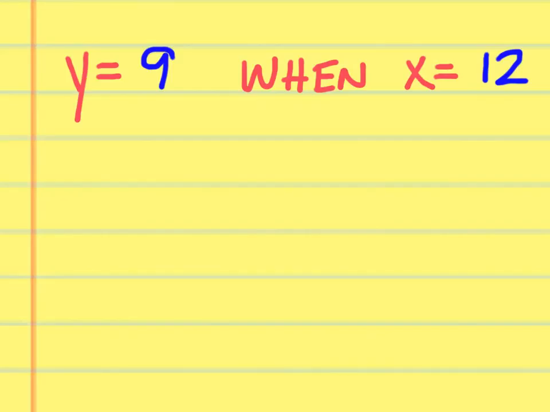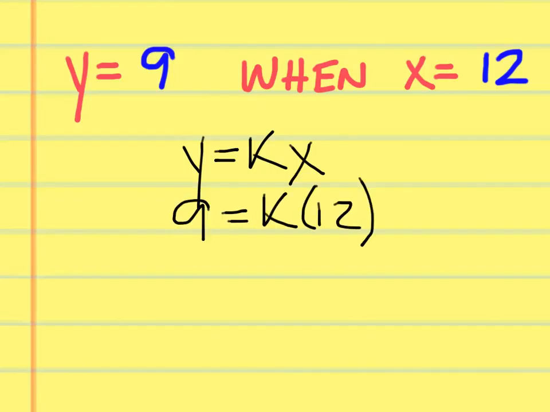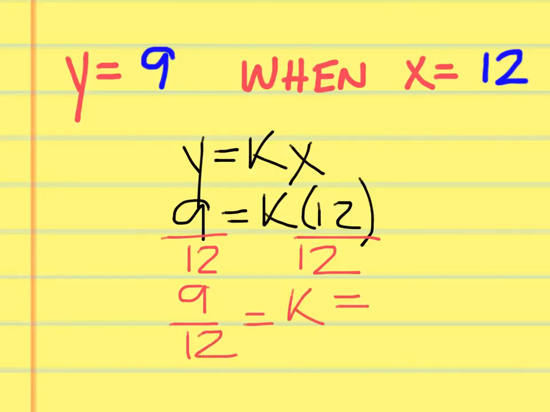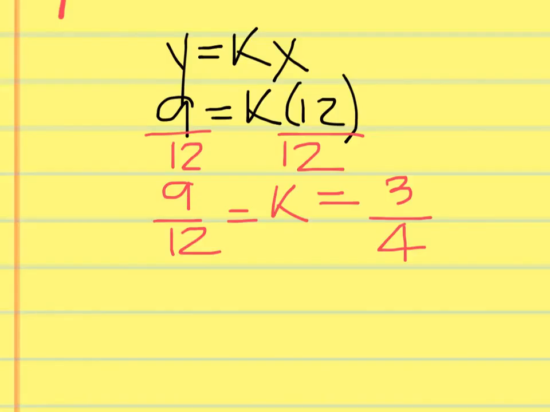For this problem, you must start with y equals kx, plug in 9 for y and 12 for x. Divide both sides by 12 to come up with 9 over 12 equals k, but are we going to use 9 over 12? No, we got to use 3/4. We have to reduce when we can. So it should be y equals 3/4 x.